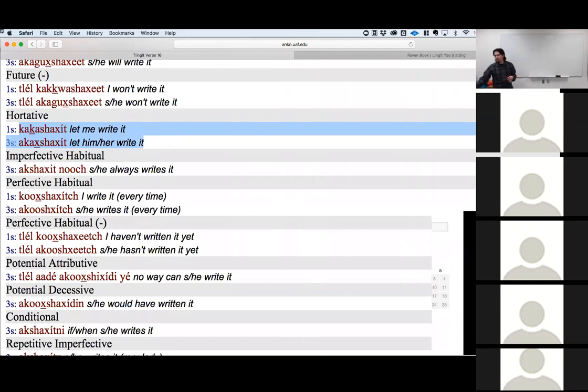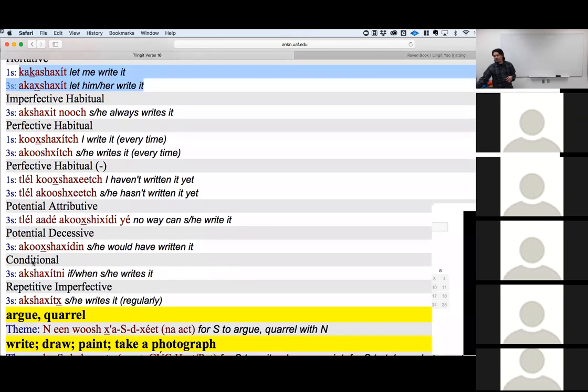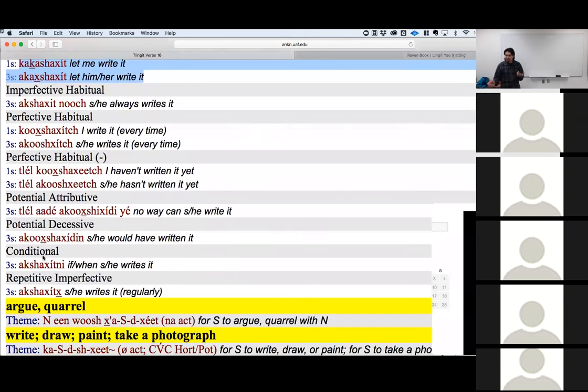And then also some of these other attributed, these potentials are kind of interesting, and then the conditional and the repetitive imperfective. But those ones you learn how to use later, and if you look at speakers when they're making big speeches or they're telling big stories, you're kind of expected to use some of these things. And so if you really analyze the way that Raven talks, he uses lots of potentials and hortatives and stuff that people don't really use.